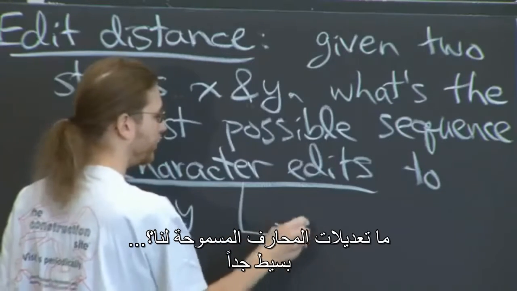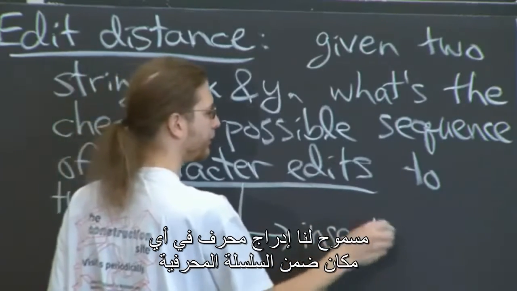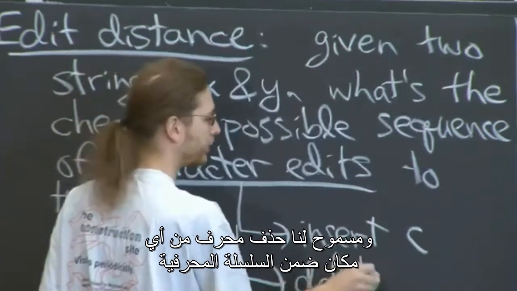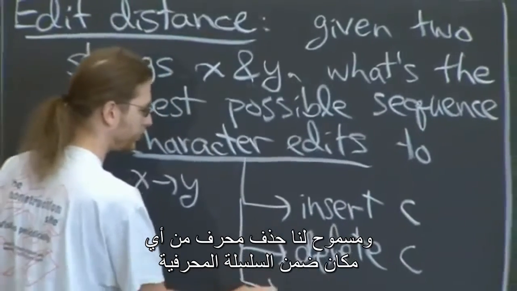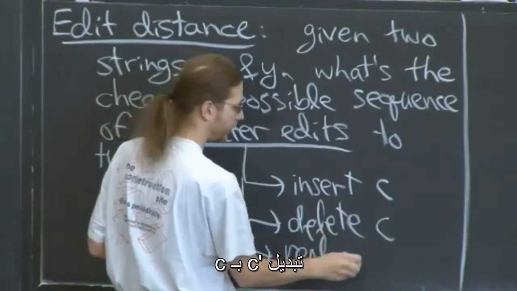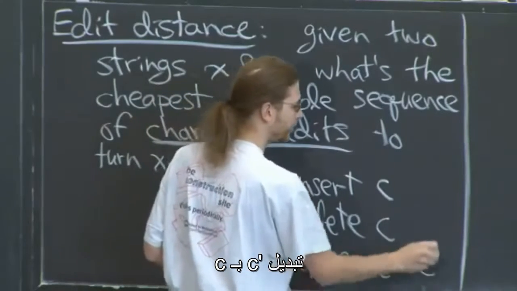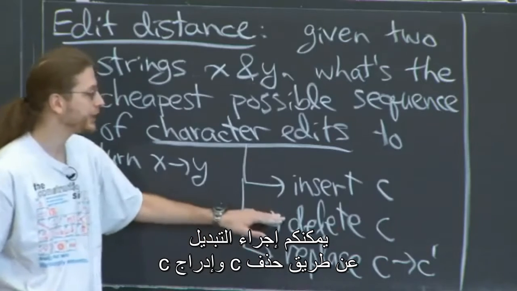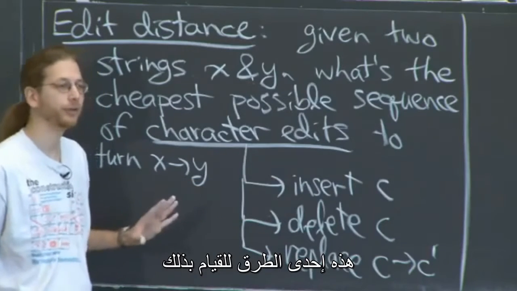Very simple. We're allowed to insert a character anywhere in the string. We're allowed to delete a character anywhere in the string. And we're allowed to replace a character anywhere in the string. Replace C with C prime. Now, you could do replacement by deleting C and inserting C prime. That's one way to do it.